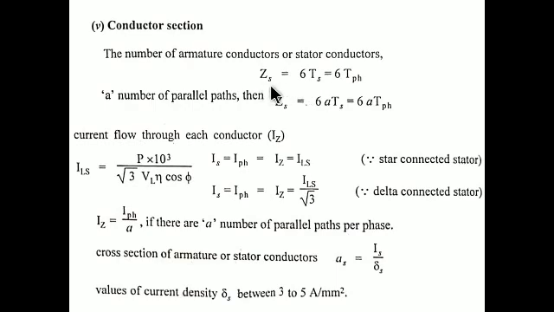Here the general formula is Z equal to 2 Ts. For the 3 phase, Z is equal to 6 Ts. So Ts or T phase, both are the same. Using this formula, we can find the total number of conductors. At the same time, if in a problem we have parallel path data, we need to multiply by A in this equation. So Z is equal to 6 into A into Ts, or otherwise 6 into A into T phase. By using this formula, we can easily calculate the total number of conductors.